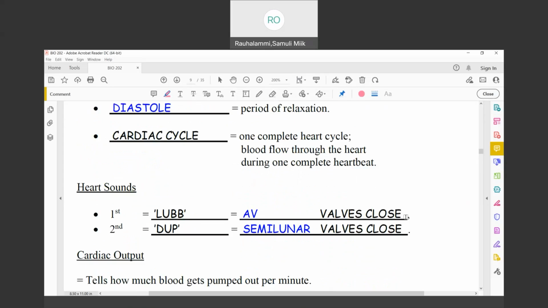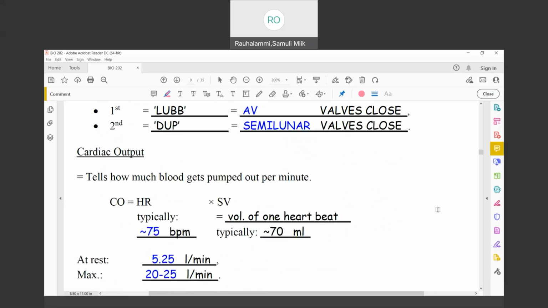There are two heart sounds that you could hear: the lub-dub, lub-dub pattern. The first sound, the lub, was when our AV valves closed on the right and left side. The second sound, the dub, was when our semilunar valves, so our aortic and pulmonary valves, closed. We also discussed cardiac output.